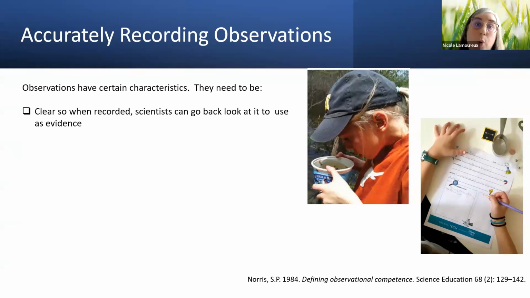So when recorded, scientists go back and look at and use it as evidence. So that started off in grade 1, right? That's the purpose of recording the observations, is we're going to use them to make conclusions. So grade ones, that would be a skill I would work on. Is it clear? And we'll talk about what that means and looks like in a bit.